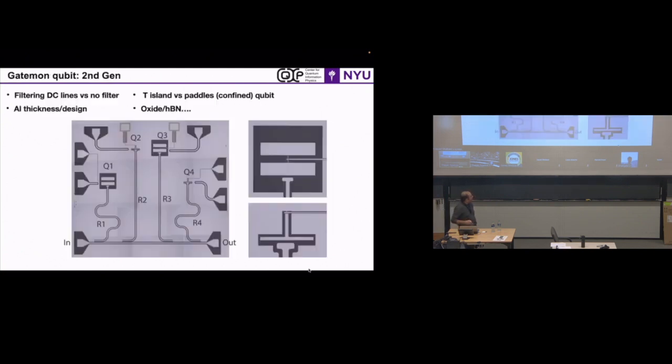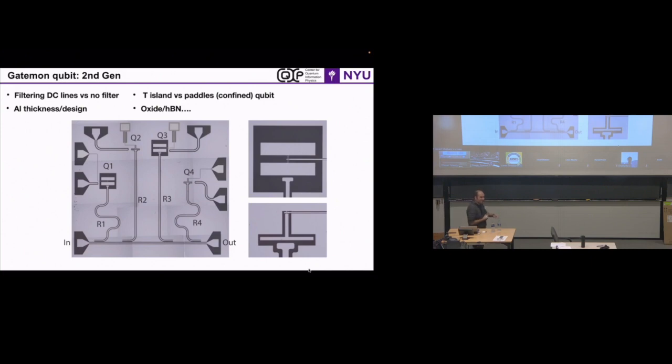But now what we have is this capability at the research level to change things and also tune things with gate voltage. And if we think that this is the way, then we have to optimize and go forward. For example, we should go from oxide to HBN, the T island versus paddles. Should we really just put DC into the qubit? Maybe we need to do filtering. Maybe we actually do it through the RF, aluminum thickness.